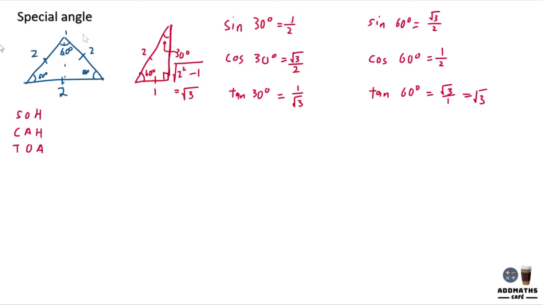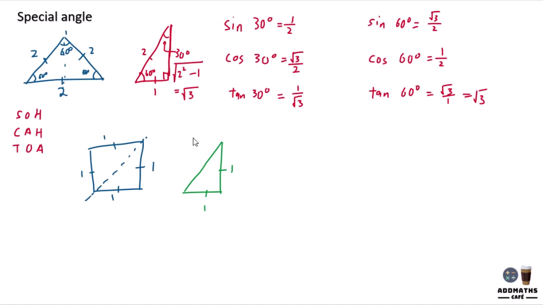And in this case, let's say I have a square with all the same units. 1, 1, 1, and 1. And now I cut this square into half. Half square will give me a triangle, which is 1 this side and 1 this side.